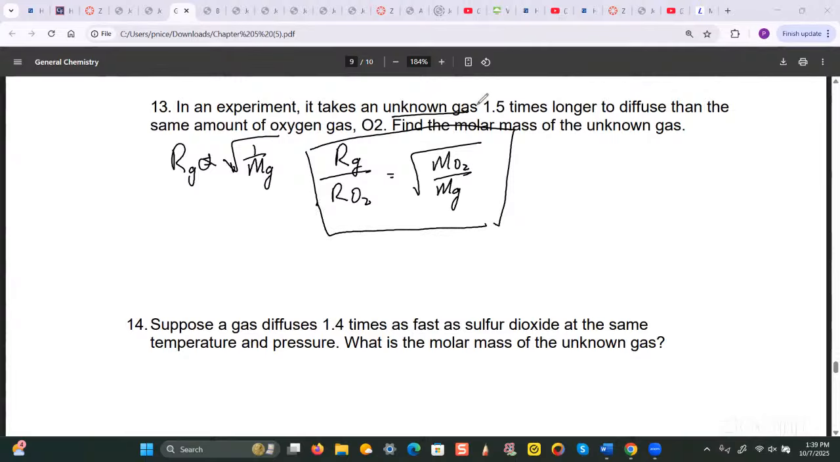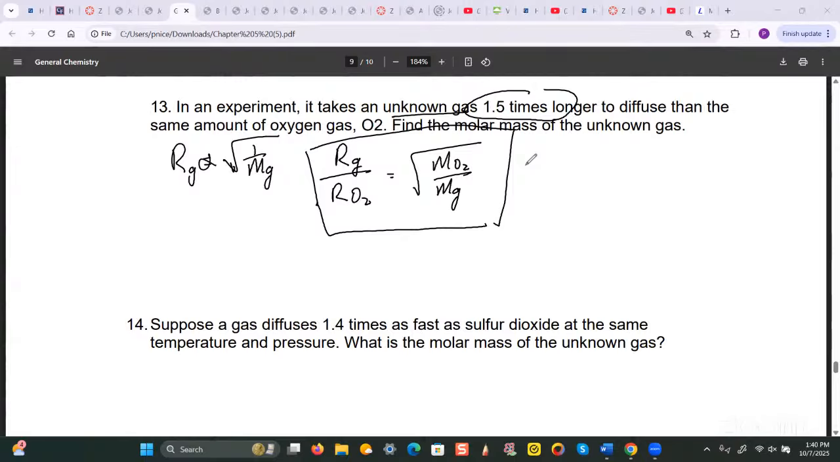Now, here's where things are interesting. The question says that the unknown gas diffuses 1.5 times longer, right? So we're not talking about rate of effusion. We're talking about how long the gas takes to diffuse, right? And I remember saying in class, I think it's one example, where the question was giving you information involving the time of effusion.